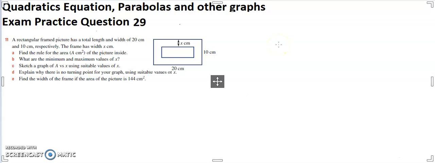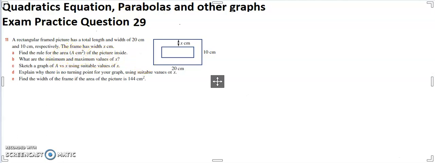Quadratics, equation, parabolas, and other graphs. Exam practice question 29. A rectangular framed picture has a total length and width of 20 centimeters and 10 centimeters respectively. The frame has a width of x centimeters. So we are going to look at finding a rule for the area of the picture inside.